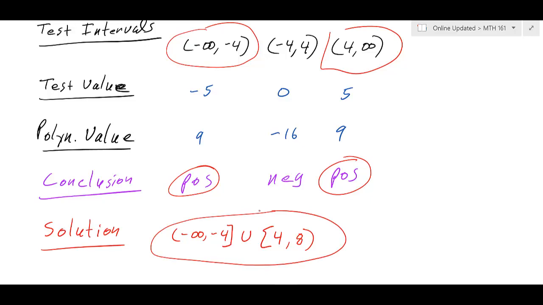Now up here, let me point this out. With the test intervals that we had listed here, notice I was just using parentheses because that's giving us the interval we're looking for. But for the solution, if the value can be equal to the endpoint, you need to make sure that you use a bracket to indicate that it is equal to that number.